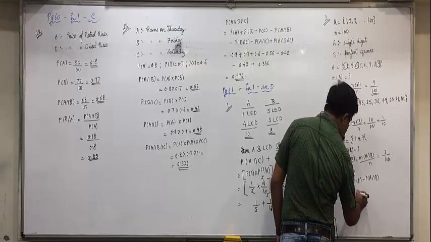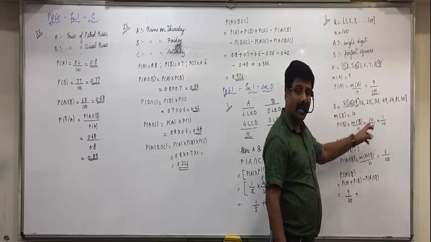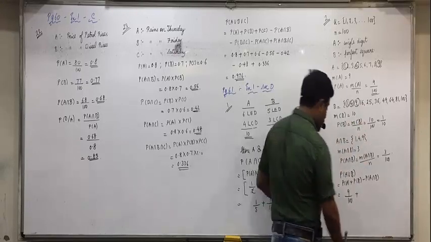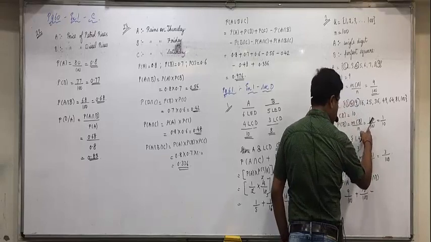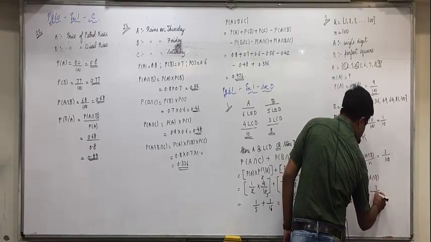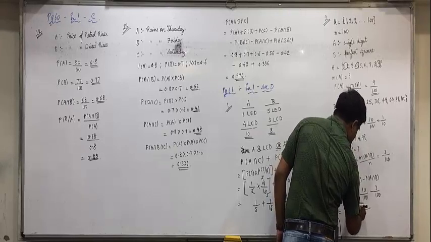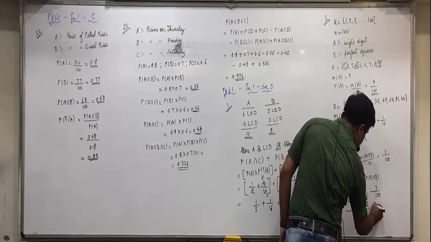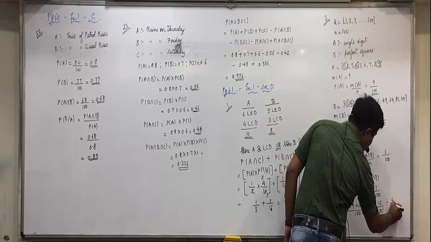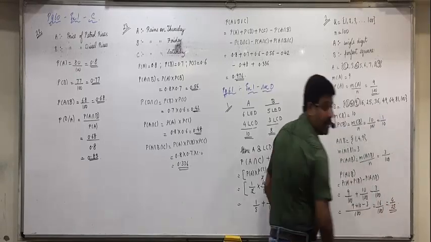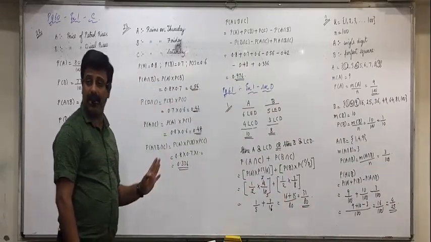Now I told you earlier also, for P of B, will we take 1 by 10 or 10 by 100? Take 10 by 100 with the same denominator, so the LCM problem will not arise. P of B is 10 by 100 minus P of A intersection B, 3 by 100. So the LCM is 100 only. Directly 9 plus 10, 19 minus 3, 16 by 100. 4 into 4, 16, 4 into 25, 100. So 4 by 25. Did everyone understand this question?